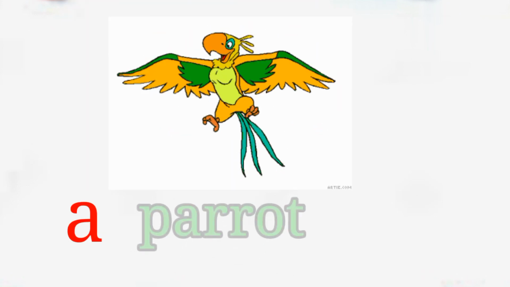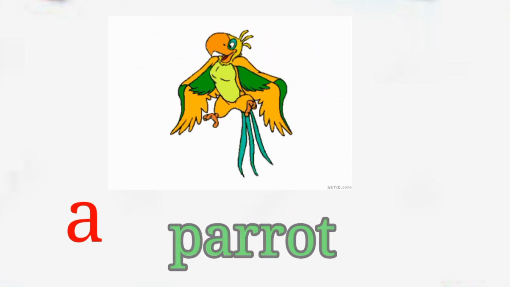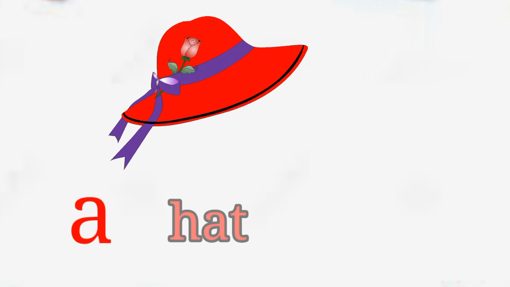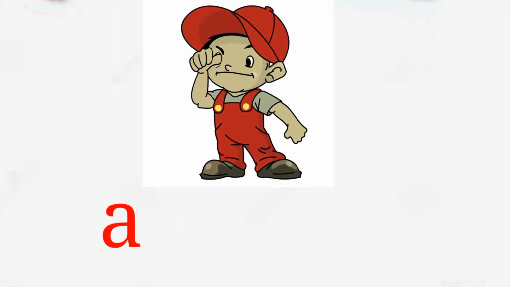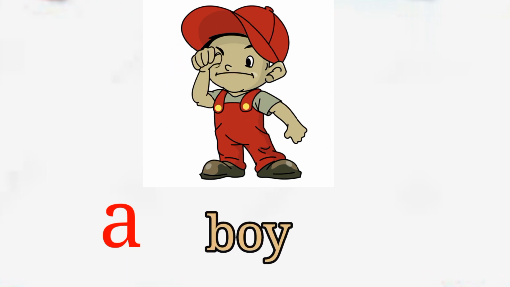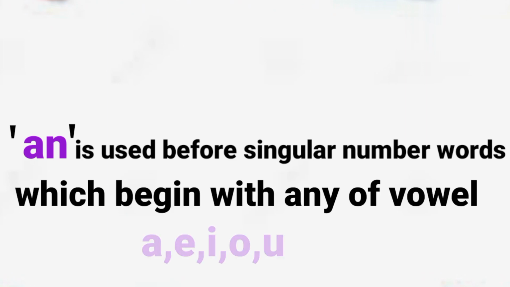Parrot, a parrot. Hat, a hat. Boy, a boy. Now an is used before singular number words which begin with any of vowel A, E, I, O, U.